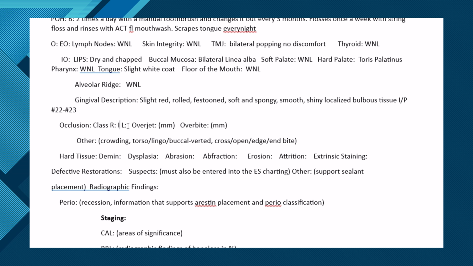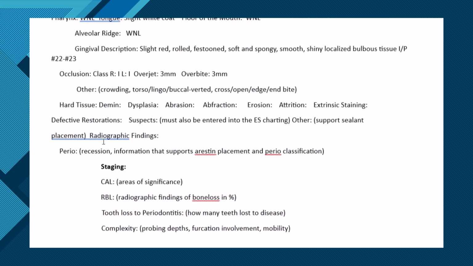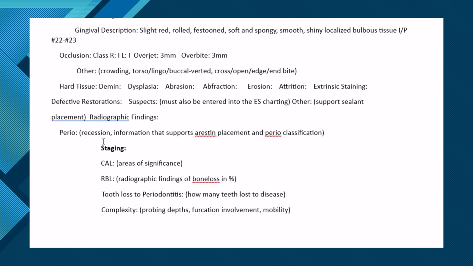Occlusion is class I on both sides. Remember, we use Roman numerals for that. We have a 3 millimeter overjet and overbite. And as you can see, I'm getting rid of these parentheses to clean up the notes. For other, we have crowding, torsoversion, linguoversion, buccoversion, crossbite, open bite, edge to edge, or end to end. If there is nothing in the patient's occlusion that states that, I'm just going to get rid of it. I don't need it.